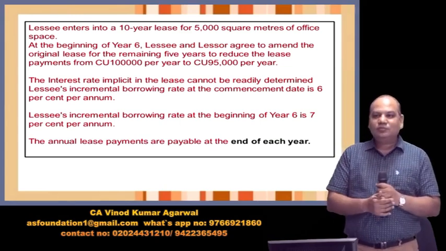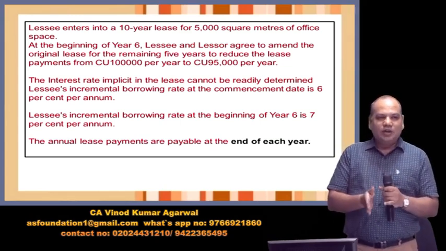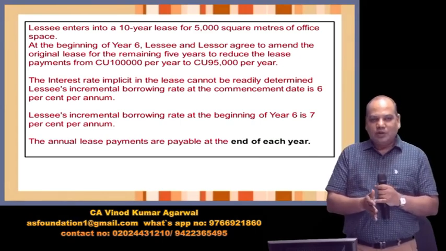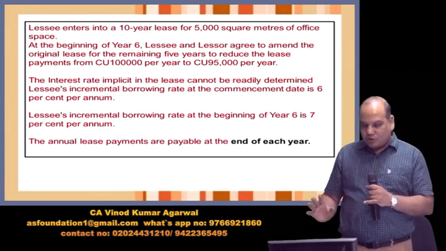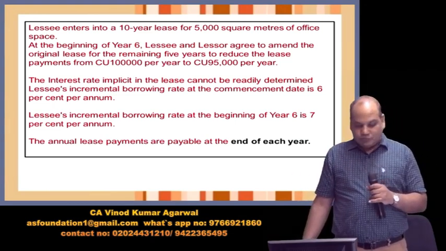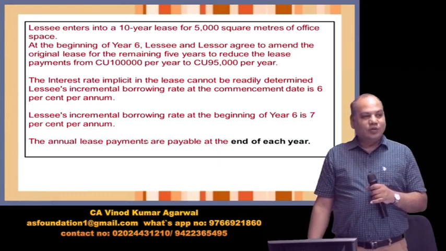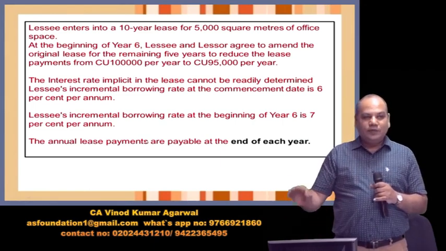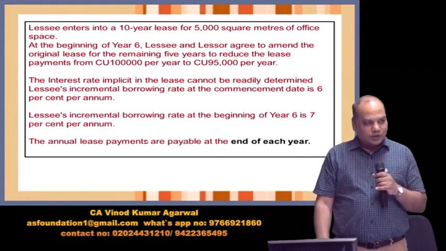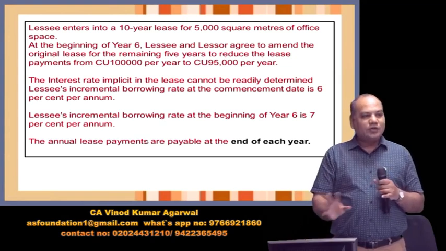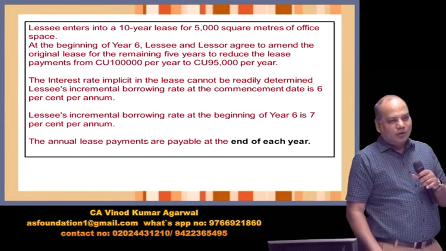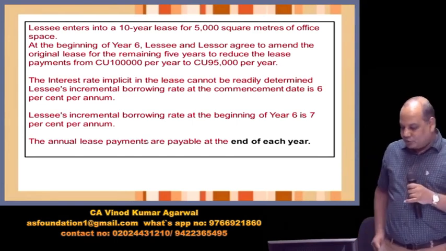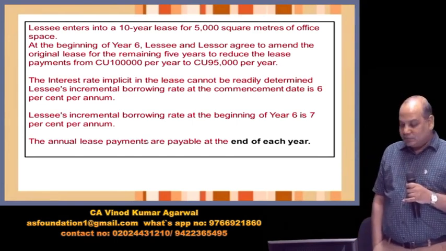Compare it with the carrying amount on the date of modification. The difference you adjust in your liability and asset account. You will calculate gain or loss only if there is a reduction in the scope of the lease. In other cases, the adjustment of change in liability will be made in right of use asset. So take this small simple case study.